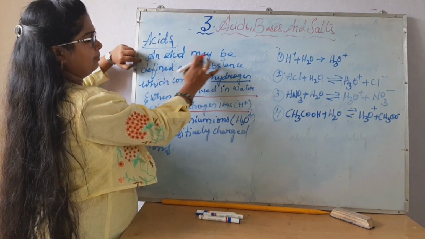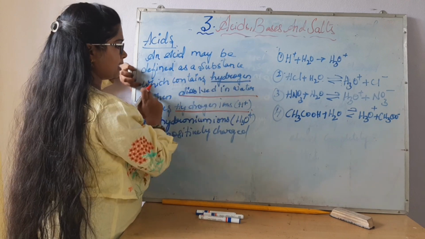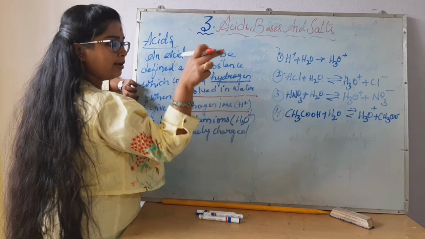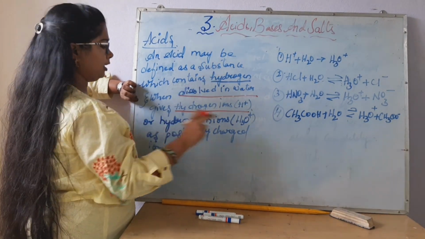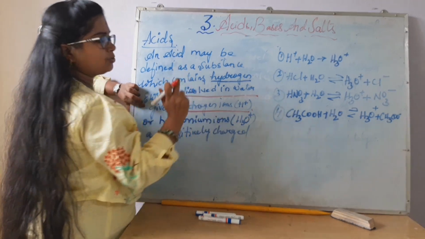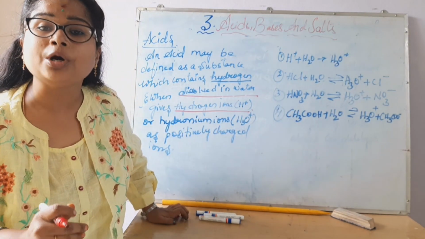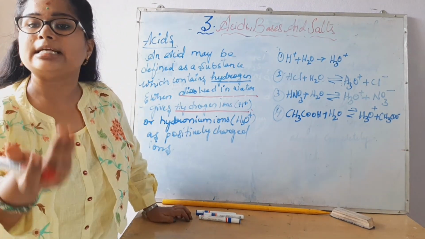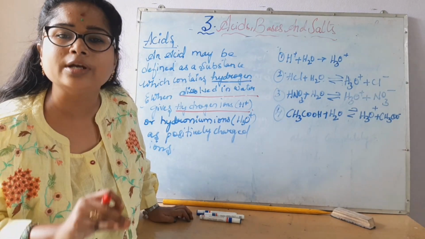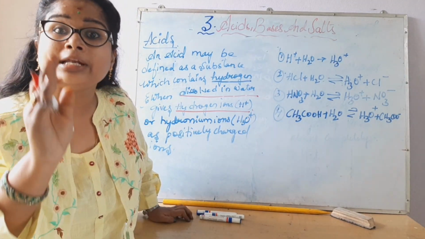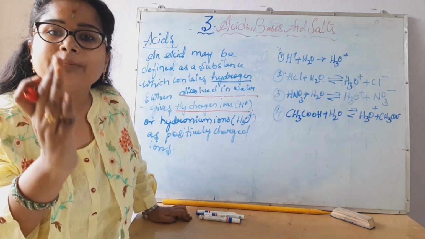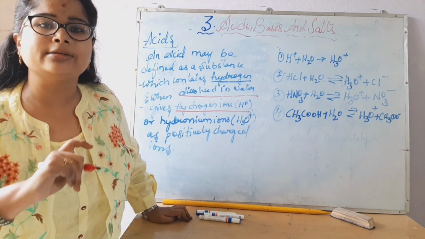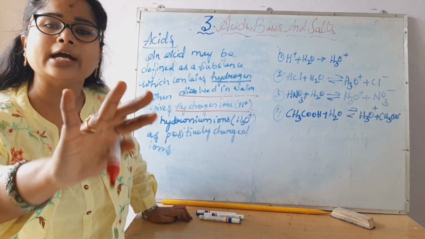Again, an acid may be defined as a substance which contains hydrogen and when dissolved in water gives hydrogen ions. When it is dissolved in water, what does it give out? Hydrogen ions. HCl has chlorine also, but it does not give the chlorine. It gives the hydrogen ions when it is mixed with water. Remember, it contains hydrogen and when it reacts with water, it gives out hydrogen ions.